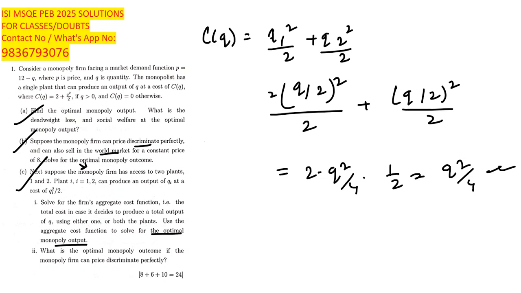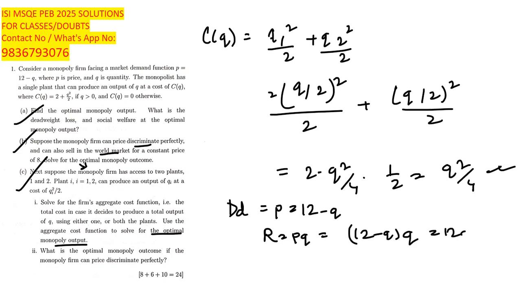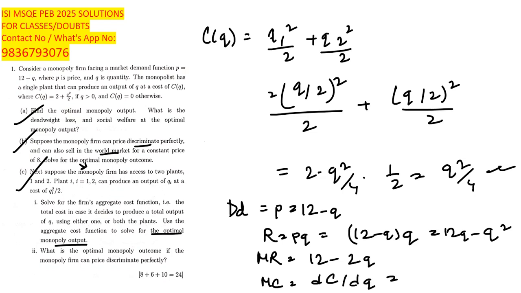Now we have to find out the optimal monopoly output. What is the optimal monopoly outcome? We know that demand P is 12 minus Q, and revenue is PQ, that is 12 minus Q multiplied by Q, that is 12Q minus Q square. And MR is how much? 12 minus 2Q. And MC is dC by dQ, that is d by dQ of Q square by 4, so that's Q by 2. Now we will set MR equal to MC.